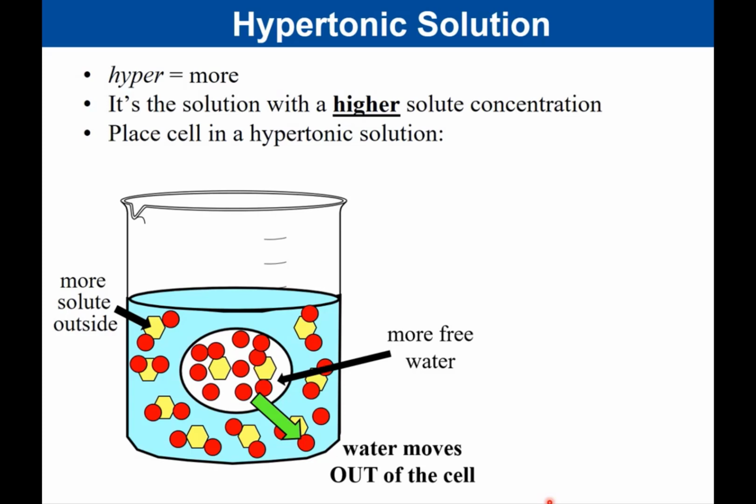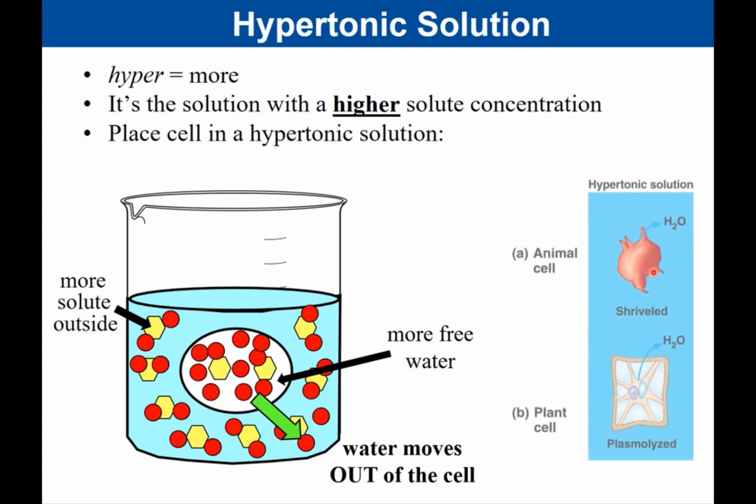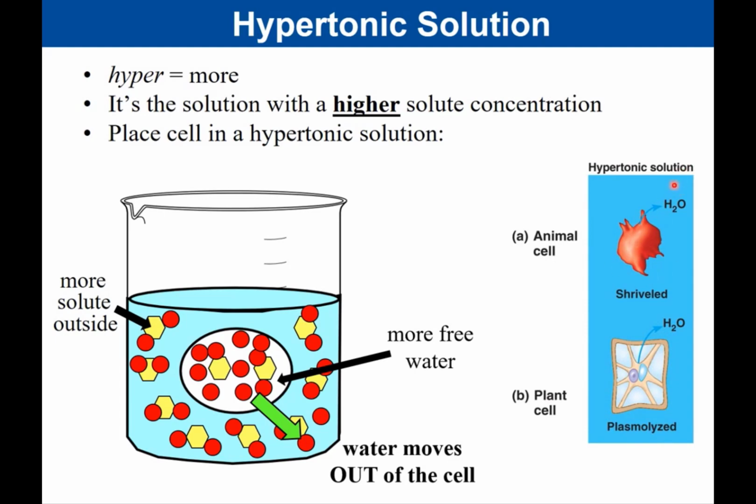Now, we're going to talk about for each of these solutions what you're going to see in both an animal cell and in a plant cell. And remember that a difference between plant and animal cells is that plant cells have a rigid cell wall. Animal cells do not. And so this is going to affect the way that water moves in a plant cell versus an animal cell. So in an animal cell, when the water moves out from a hypertonic solution, the animal cell is going to shrivel up. For the plant cell, the water's still going to go out, but the whole cell is not going to shrivel up because it has that rigid cell wall.